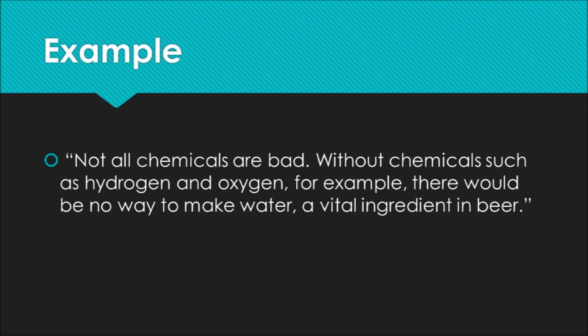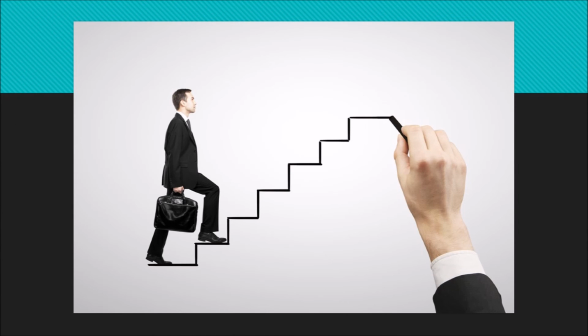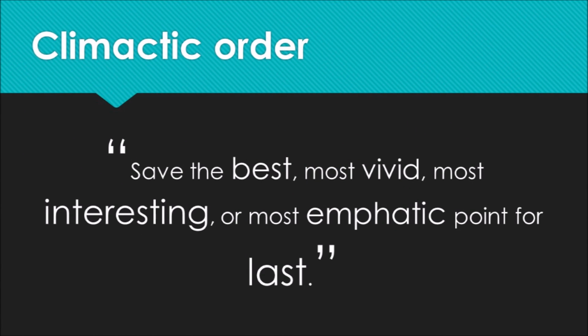However, the main objective of climactic order is to make the paragraph convincing. Arranging the arguments according to their importance elevates the idea step by step, reaching its peak or the climax, where the most important idea is, making it more convincing. In fact, this is the principle of climactic order. It's to save the best, most vivid, most interesting, or most emphatic point for last.